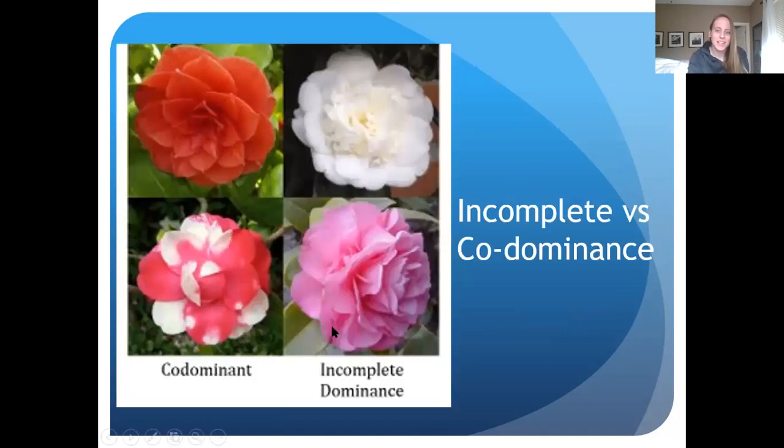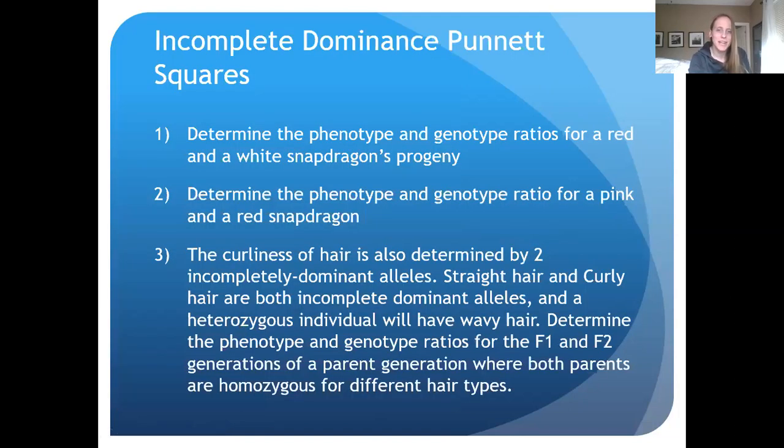Okay, so just to drive home what the difference is between codominance and incomplete dominance: as homozygous individuals, they would be either red or white for both incomplete dominance and codominance. But with incomplete dominance, the heterozygous individual would be pink. With codominance, it would be red and white. So the next two slides are just a couple of practice questions on how we would do this. Watch me do one or two and then pause and try the rest on your own.